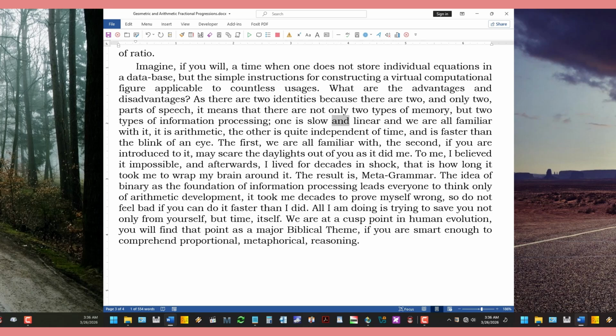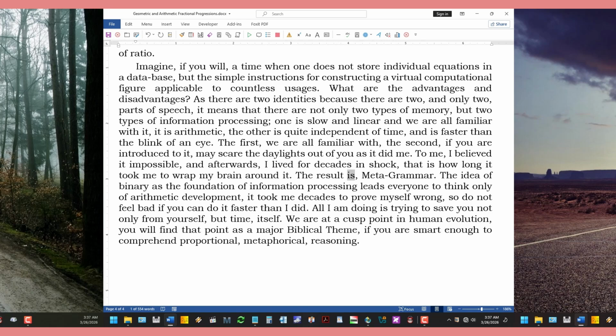One is slow and linear and we are all familiar with it. It is arithmetic. The other is quite independent of time, and is faster than the blink of an eye. The first, we are all familiar with. The second, if you are introduced to it, may scare the daylights out of you as it did me. To me, I believed it impossible, and afterwards, I lived for decades in shock. That is how long it took me to wrap my brain around it.